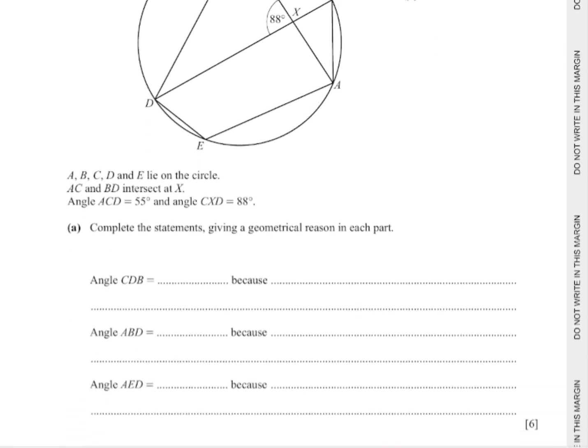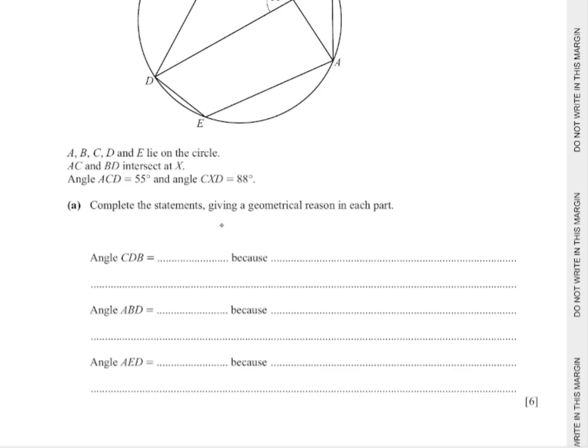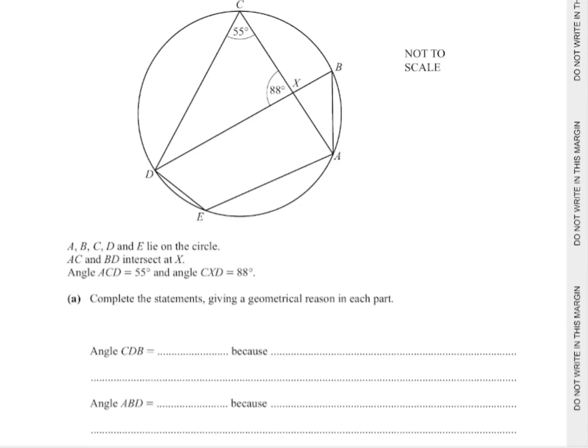Now 14. Angles. Geometry. Complete the statements given the geometrical region in each part. So first, angle CDB. CDB would be here. We can see this is a triangle. So CDB equals 180 minus 55 minus 88. Gives us 37 because the sum of interior angles in a triangle is 180 degrees.